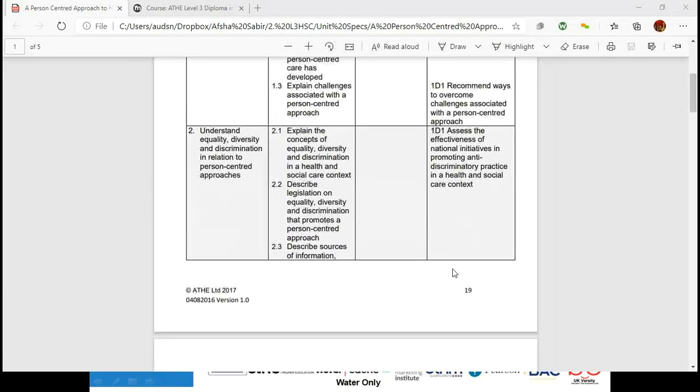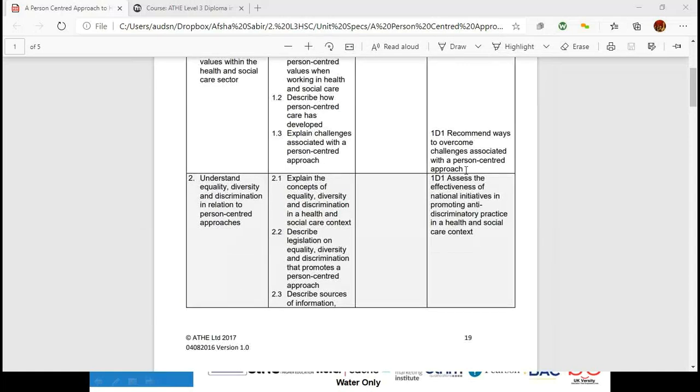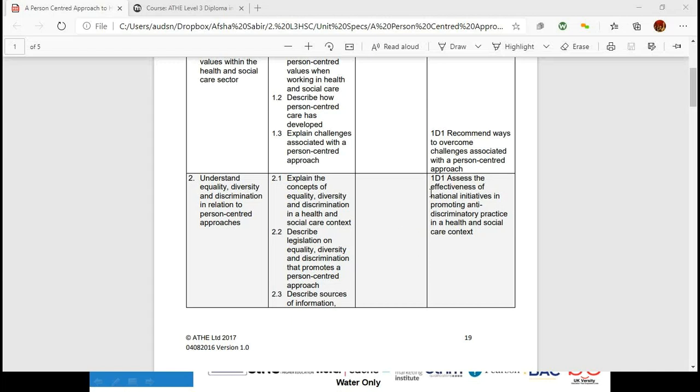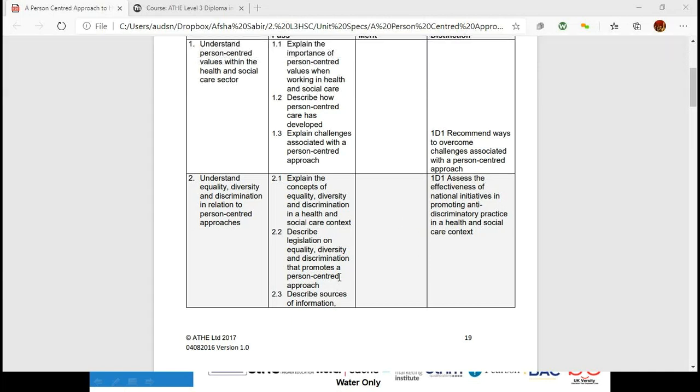So I had it previously where some students had done the pass and the distinction, but even though their distinctions were correct, either they had to go back and do the merit questions or they went for the pass mark. So it's important to do all of them if you want the distinction.